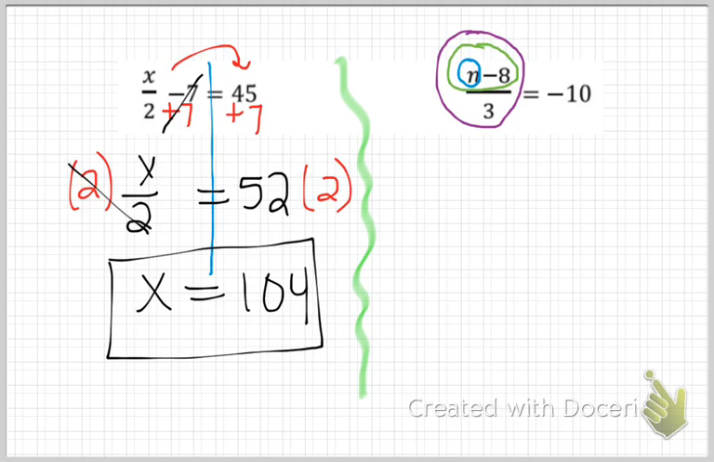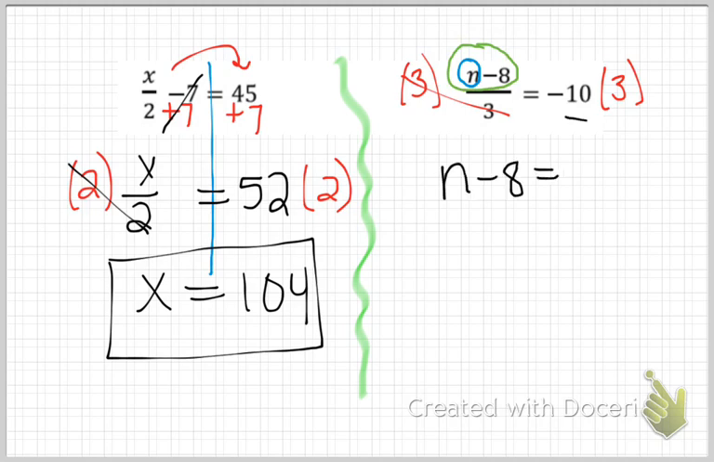When you pop each bubble, we're going to pop from the largest first. So if I pop the first one, that means we've got to get rid of the 3. So the 3 has got to go. How do you get rid of something that is dividing? We multiply. So I'm going to multiply both sides by 3. Gone. No more fractions. So now I have n minus 8. So I'm going to bring it down. n minus 8 is equal to this statement, which says negative 10 times 3. Well, negative 10 times 3 is negative 30.